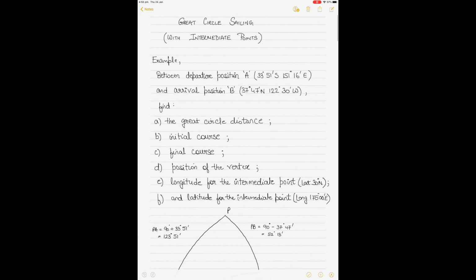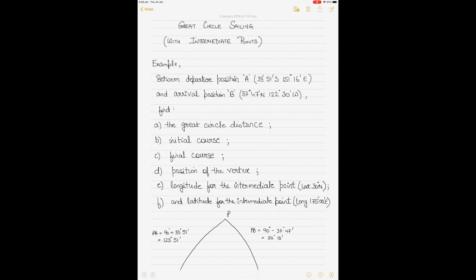Alright, so I'm just taking another example here. It's quite a lengthy question, so we'll go slowly. But I'll also try to keep the video as short as possible so that you guys don't get bored. Alright, so I'll go straight into the example. You have to solve this great circle sailing question, and this includes intermediate points as well.